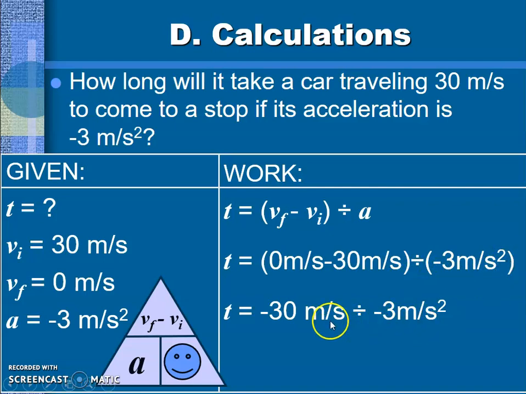Okay, and what happens is we've got meters per second divided by meters per second squared. So the meters per second cancel off and we're left with just that extra second. So we're left with seconds. And since we're looking for time, that's the unit that we want. Okay, so negative 30 divided by negative 3 equals 10 seconds. So it will take this car 10 seconds to come to a stop at the acceleration of negative 3. Okay, I have my number and I have my unit.